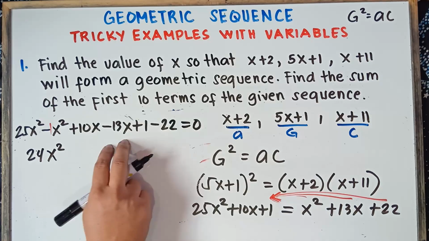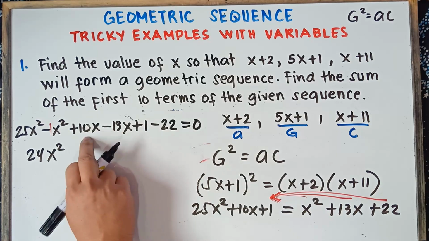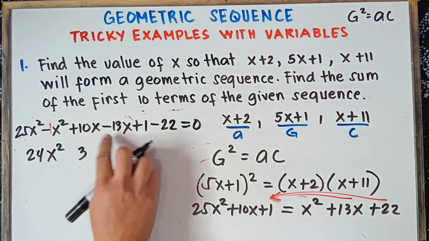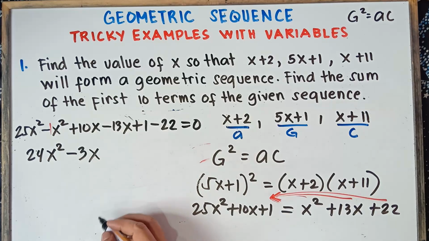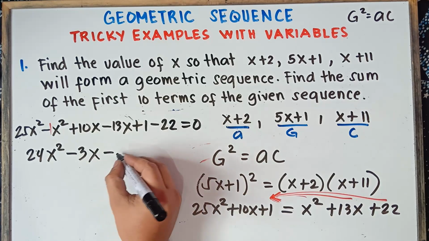If the signs are not the same, subtract. 13 minus 10, that would be 3. Now 13 is greater than 10, so we copy the sign of 13. That would be negative 3. Copy x. And then 1 minus 22, that would be negative 21.